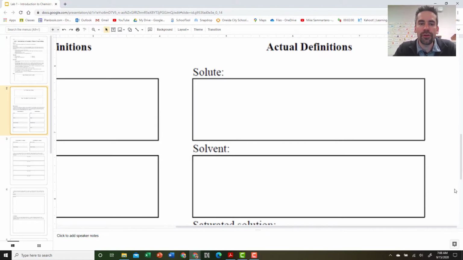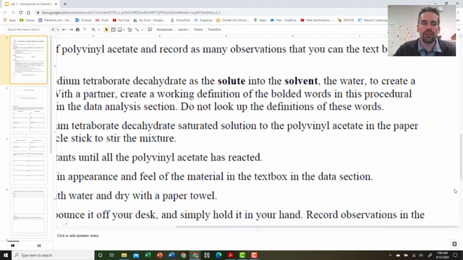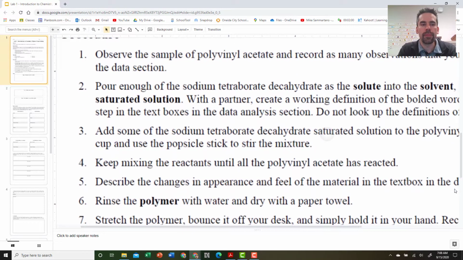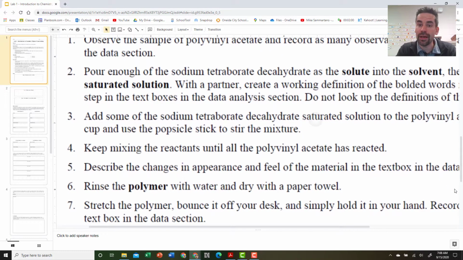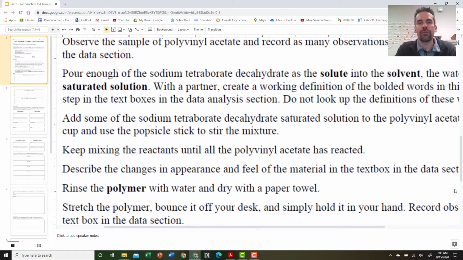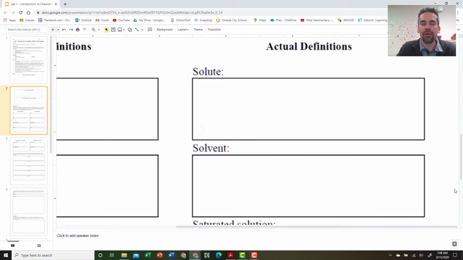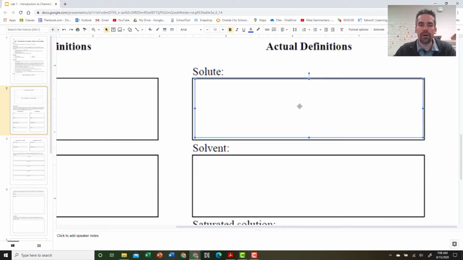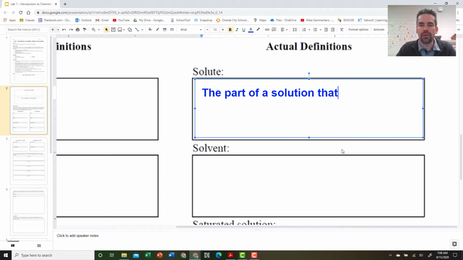So the first one is solute, and I asked you to define solute when you were on procedure number 2. It says pour enough of the sodium tetraborate decahydrate as the solute into the solvent, the water, to create a saturated solution. So if we're pouring the sodium tetraborate decahydrate into the water as the solute, then we kind of know that's the thing that's dissolving, right? As you stir it, it starts to disappear a little bit. And so that is what the solute is, the part of a solution that dissolves.